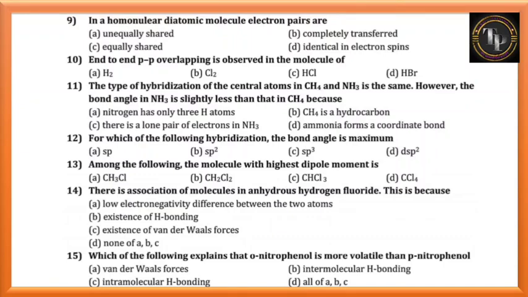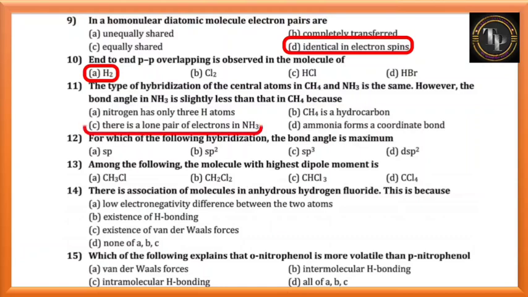In homonuclear diatomic molecules, electron pairs are identical in electron spin. End to end pp overlapping is observed in the molecule of H2. The type of hybridization of the central atom in methane and ammonia is the same. However, the bond angle in ammonia is slightly less than that of methane. This is because of lone pair electron repulsion.